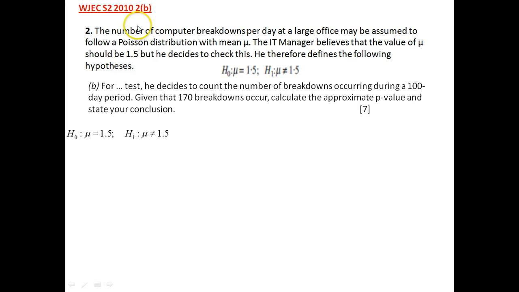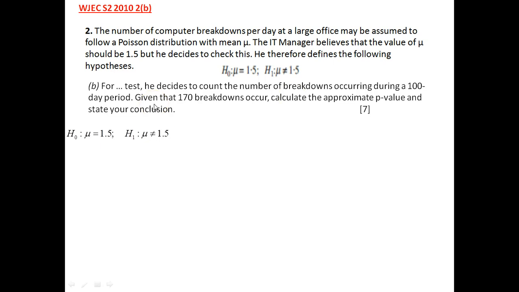Another question, 2010 2b, again slightly different from the last one. The number of computer breakdowns per day at a large office may be assumed to follow a Poisson distribution with mean mu. The IT manager believes that the value of mu should be 1.5, but he decides to check this. He therefore defines the following hypothesis. So mu is equal to 1.5 against mu is not equal to 1.5. So it's a two-sided test.